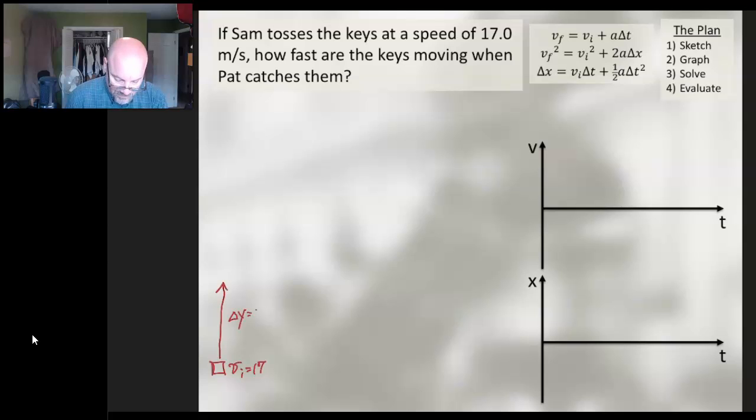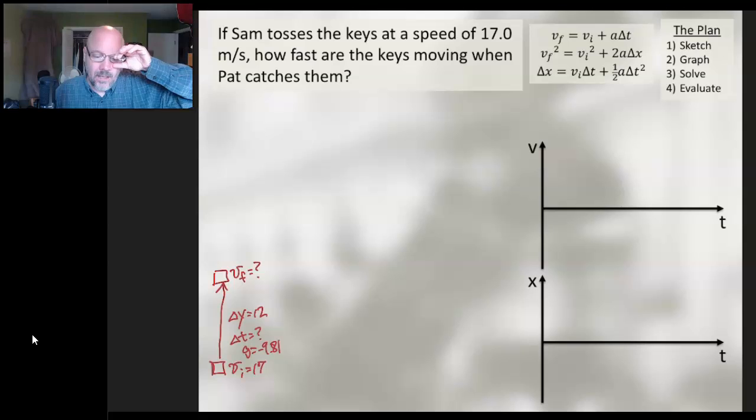We know the distance is 12. We do not know the time of flight. We're going to get up here, and we do not know the final speed, but that's what we're interested in. Oh, we do also know the acceleration, minus 9.81.